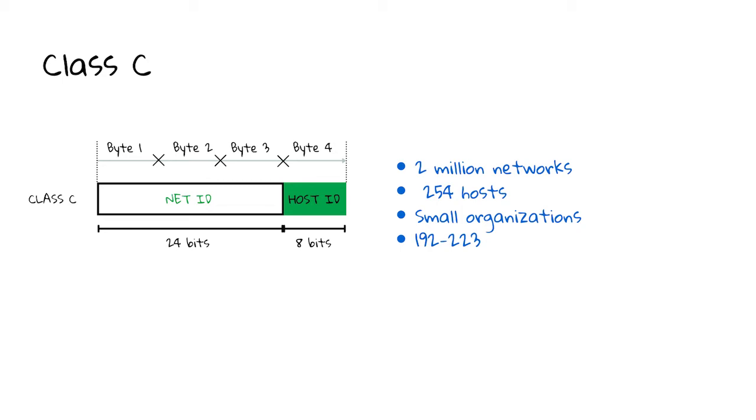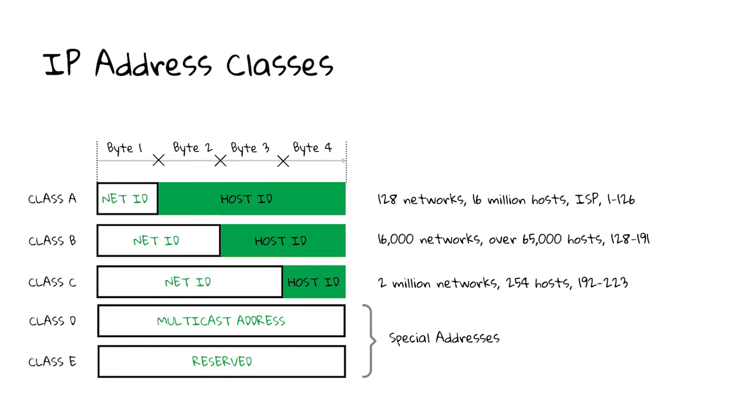Class D is used for multicast, and Class E is experimental blocks. But as we mentioned earlier on, we're not going to be focusing on those classes. These classes were known as classful addresses, and they were not flexible. They came in blocks that you could not change, and this caused a problem. In the next video, we're going to cover the problem in more detail.